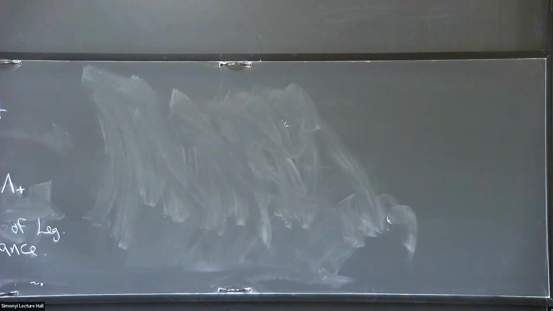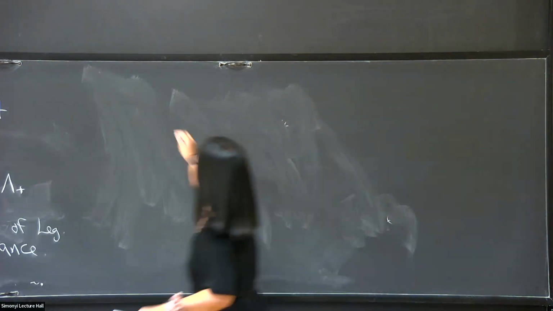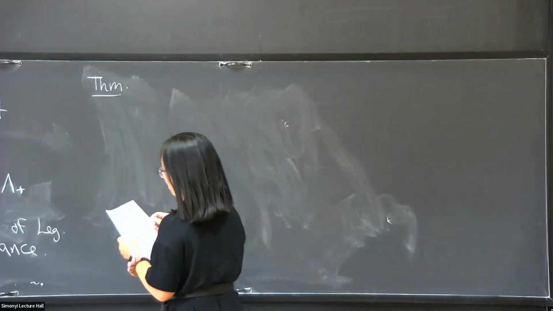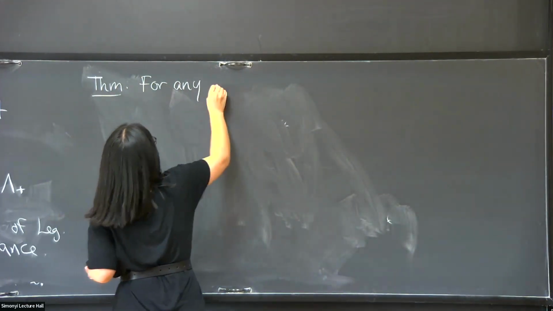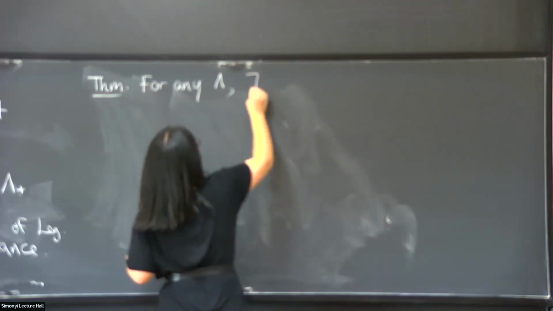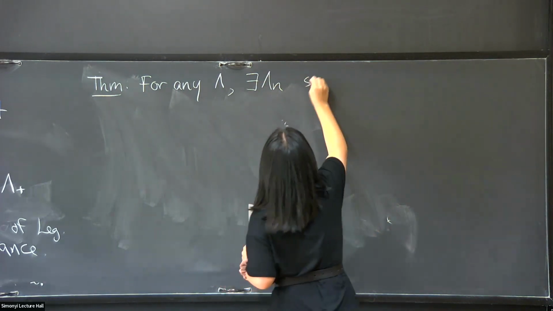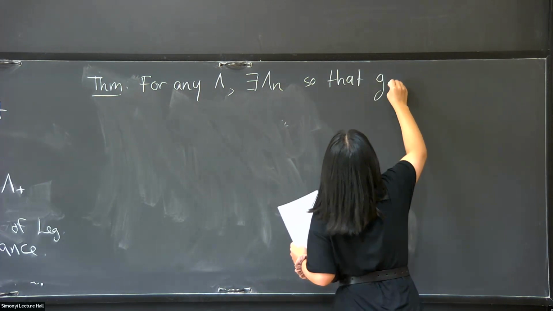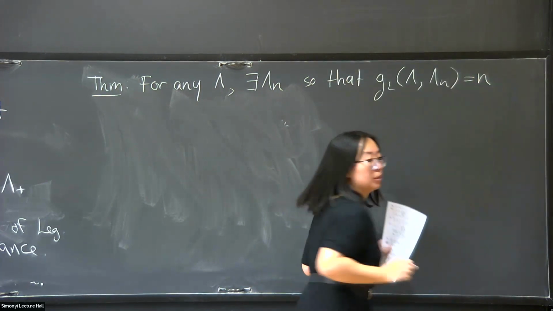Let me list some of these properties and prove some of them, but not all of them. So first of all, for any Legendrian lambda, there exists some Legendrian lambda n, so that lambda n is n away from lambda.